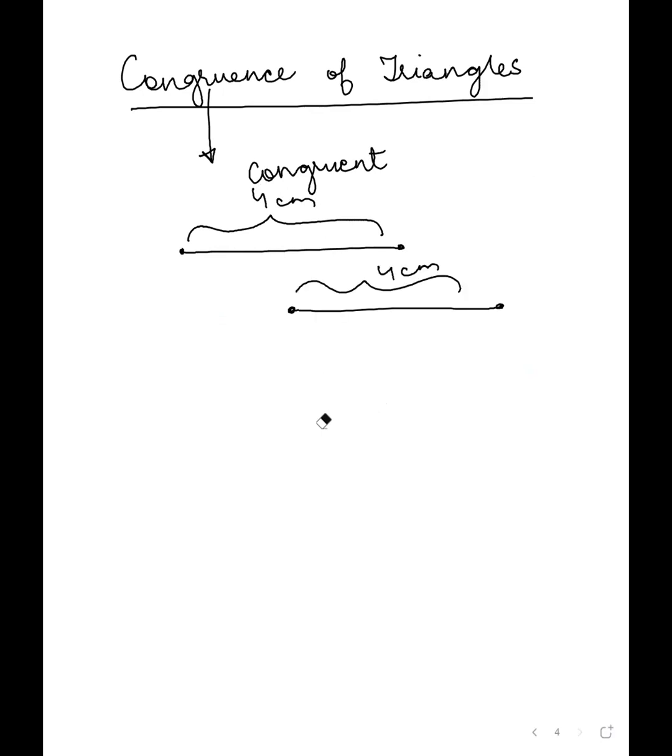For example, take a look at both your hands. Join your hands together. Yeah. They are superposing each other. This is called superposition. They are covering each other completely. They are congruent.